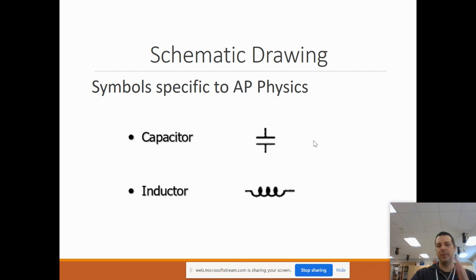We also have a couple specific to AP physics that we didn't see in honors. We're going to talk about capacitors, which are devices that allow us to store energy, and inductors. We'll describe these two once we get to them.